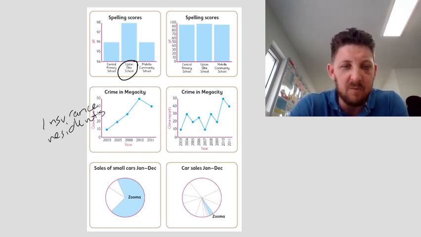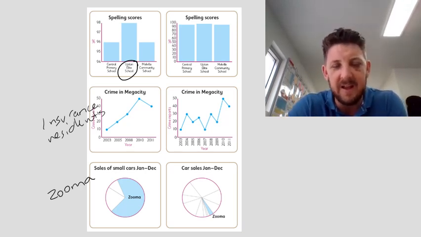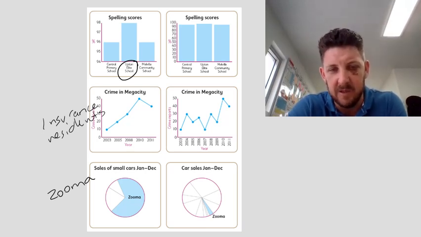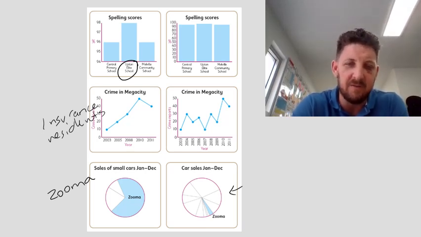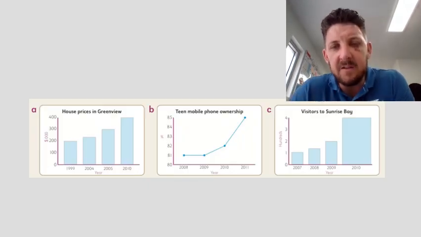And the last one here would obviously be Zoomer. And the reason that Zoomer wants to show that their car sales have been incredibly good, where we can see by the second graph that they're not actually that good, just by them choosing only a couple of companies to compare themselves with. All right, here's three more.